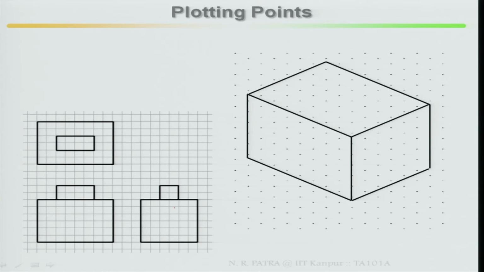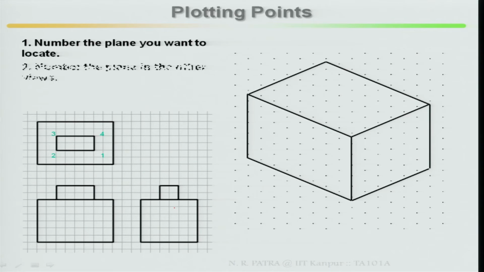You have to draw the isometric drawing. First finish your isometric box, then number the plane you want to locate. First you number which plane you want to locate. Now the points have been numbered 1, 2, 3, 4. Top surface 1, 2, 3, 4. These have to be located first.